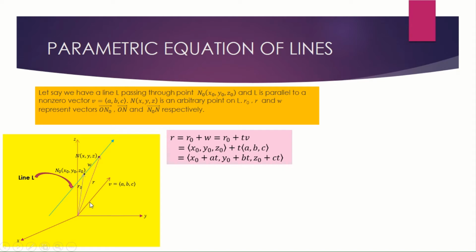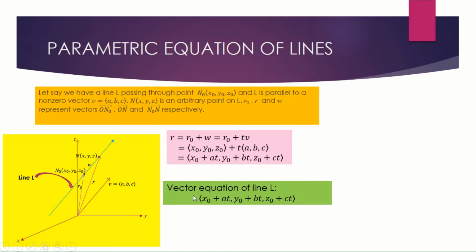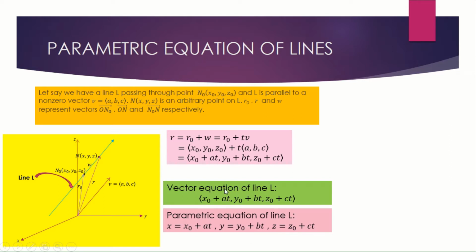If we replace r naught with the vector (x naught, y naught, z naught), and v is (a, b, c), towards the end we get r is the vector (x naught plus at, y naught plus bt, z naught plus ct). It is also named the vector equation of line L. If we take the elements of the vector equation, we have the parametric equation of line L.